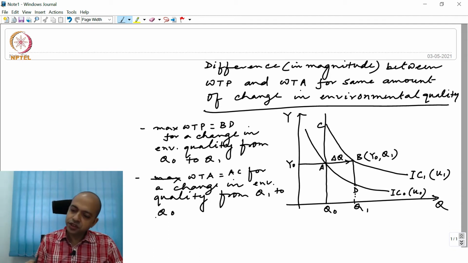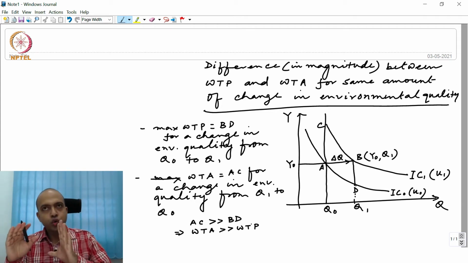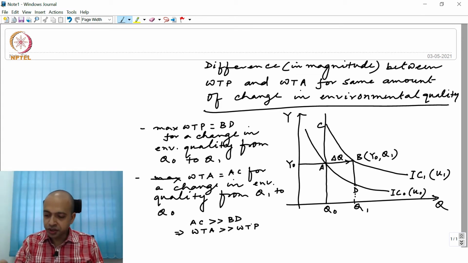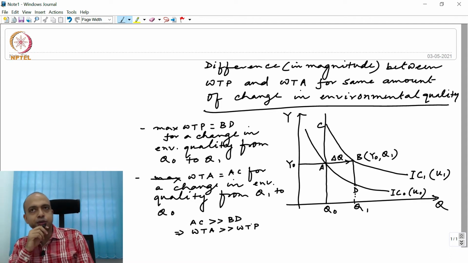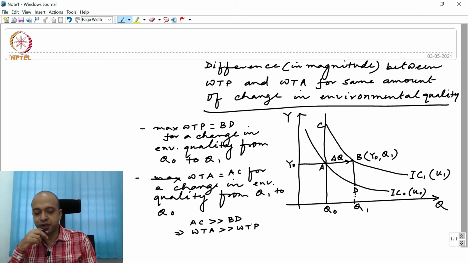And from the diagram, it's very clear that AC is much greater than BD, which implies willingness to accept compensation is much higher than willingness to pay. So this is how we can understand the concept willingness to pay and willingness to accept using the simple indifference curve analysis. Now let us try to understand the reason behind this disparity between willingness to pay and accept.